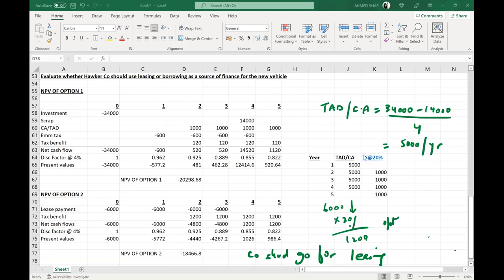Ahmed Hayat, the difference between finance and operating lease is that if the maintenance cost, and here the maintenance cost is something like the emission tax, is borne by me, the lessee, then it's a finance lease. But if it's borne by the lessor, then it's an operating lease. Aisha, the lessor is the person who is giving you the machine, like the bank, and the lessee is the person taking it. Yes, Sanaullah, the only difference between finance and operating lease is that maintenance cost is borne by the lessor in an operating lease and by the lessee in a finance lease.